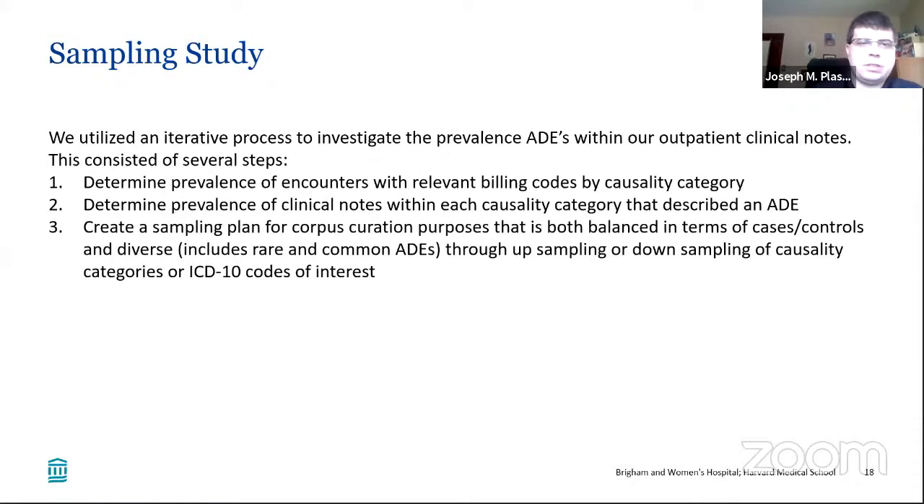First, to determine the prevalence of encounters with relevant billing codes by causality category. Second, to determine the prevalence of clinical notes within each causality category that describe an ADE. The third step is to create a sampling plan for corpus curation that is both balanced in terms of cases and controls, as well as diverse, so it includes both the rare and the common adverse drug events through upsampling or downsampling of causality categories or specific ICD-10 codes of interest.